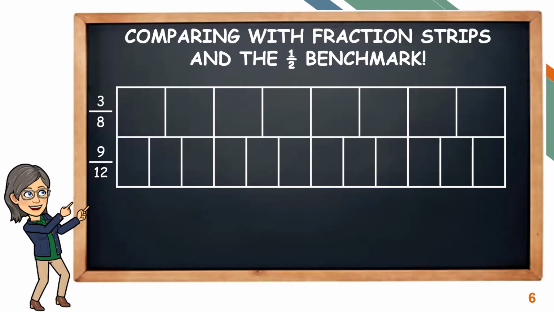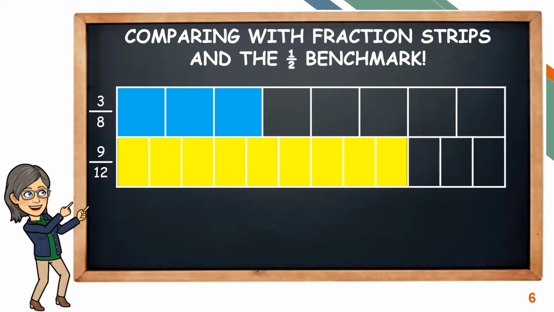Now we will use fraction strips and the benchmark 1/2 to begin to compare 3/8 and 9/12. Look at the two fraction strips. It is obvious that 3/8 has less shaded than 9/12, so 3/8 is less than 9/12. The problem with just using the model is, do you want to go through life drawing pictures every time you have to compare fractions? Of course not.